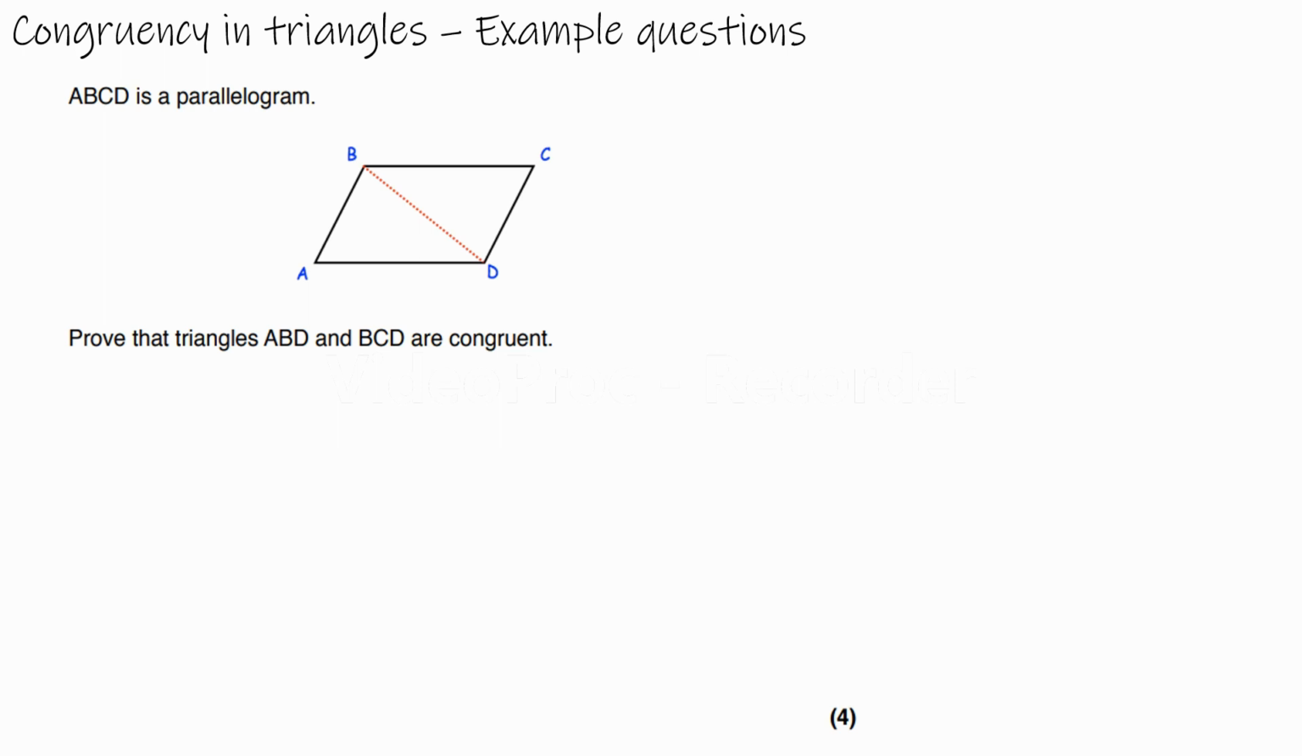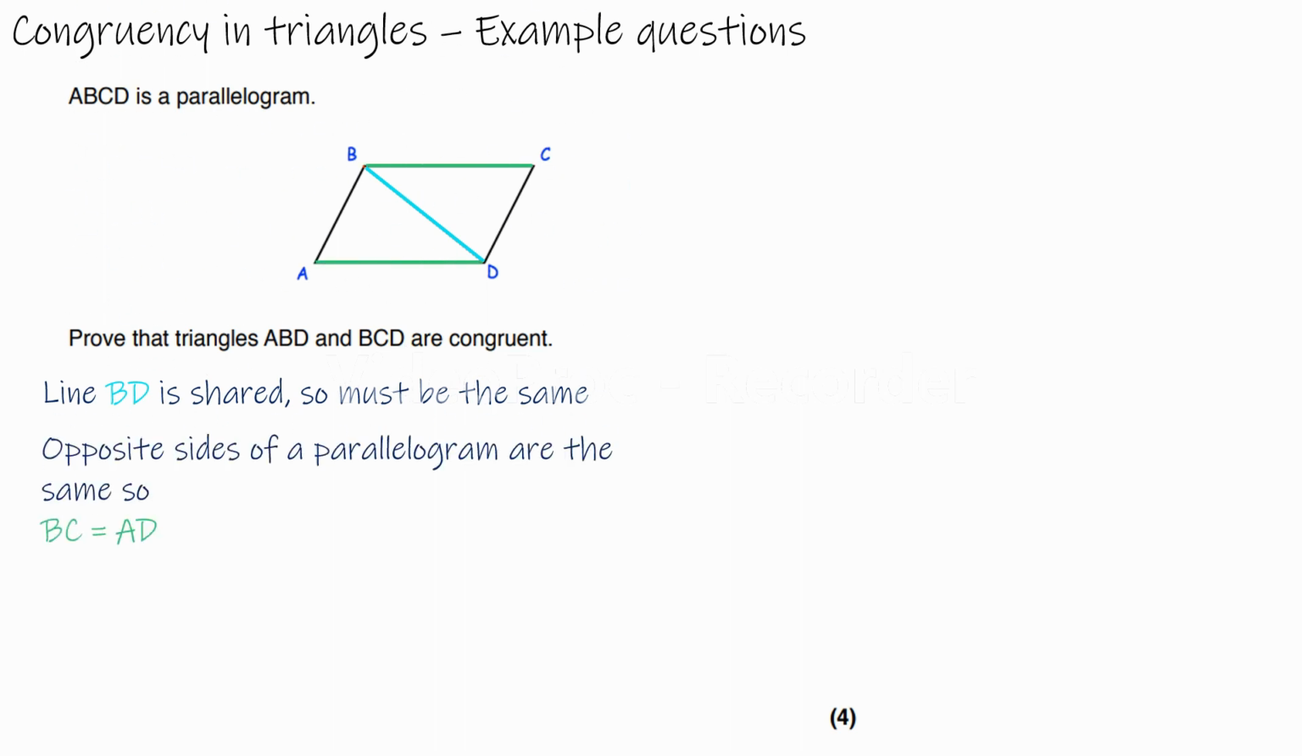So first of all, we are told that ABCD is a parallelogram, and we are asked to prove that triangles ABD, which is this triangle here, and BCD, which is the triangle left over, are congruent, meaning they are just exactly the same. The first step to doing this is proving that the line BD is shared. If this line is shared, it means it must be the same on both triangles.